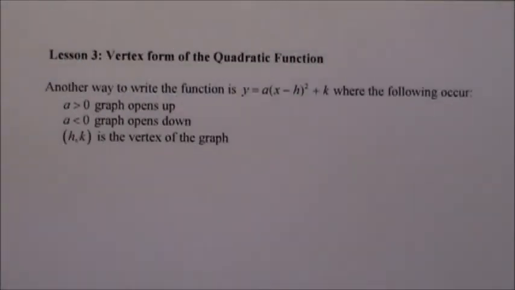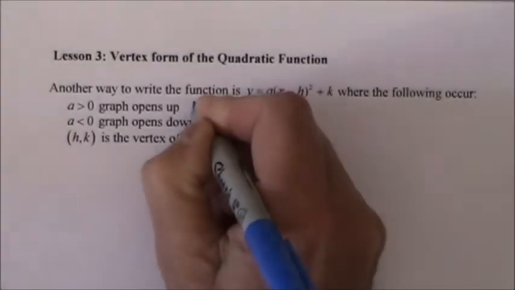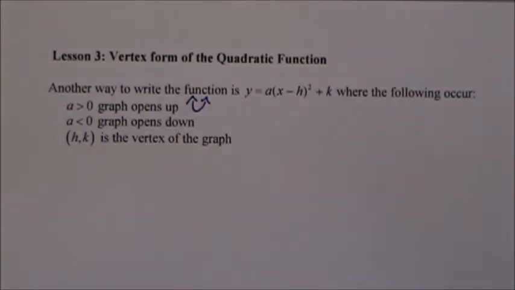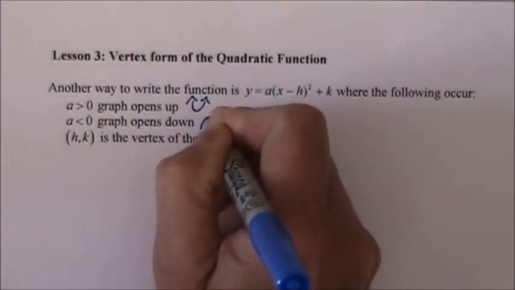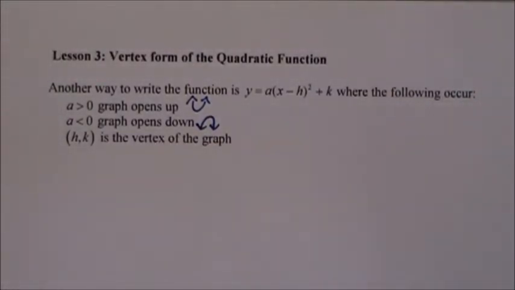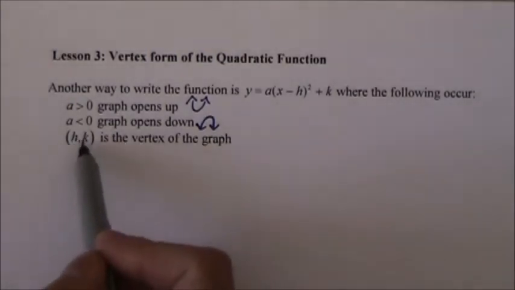Another way to write a function is y equals a(x minus h) squared plus k, where the following occurs. A will tell us which way the graph opens. If a is greater than 0, the graph opens upwards, so it will look like this. If a is less than 0, the graph opens downwards, so it'll look like this. And the values h and k are the vertex of the graph. Now this is h, and that's k.